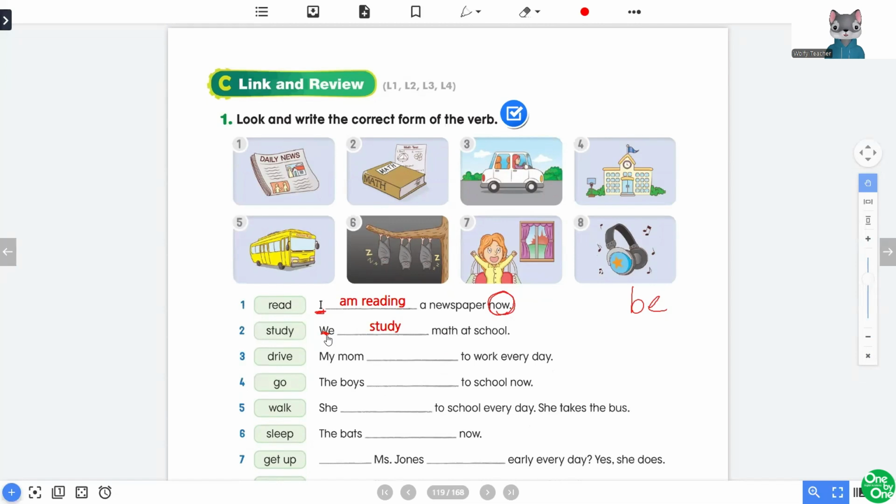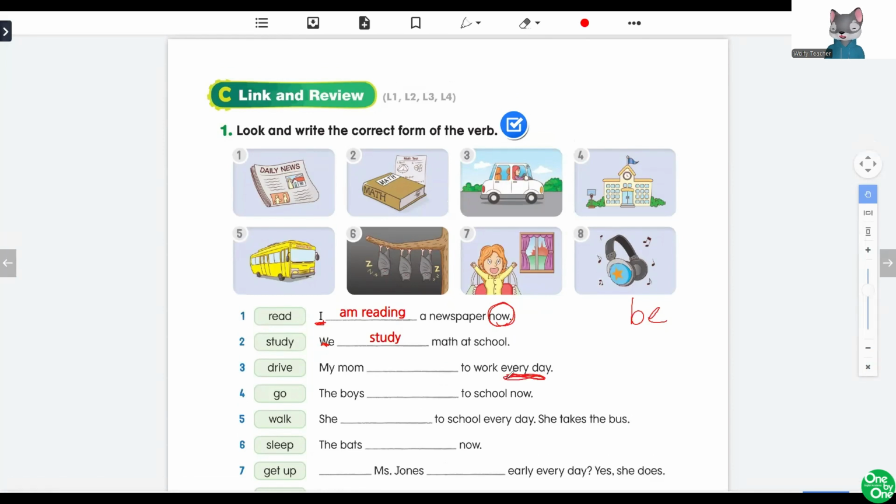Now next one, my mum. What does she do? If something happens every single day, every day면 우리 어떤 거 써야 된다 그랬었지? We need to use the present simple. And my mom이니까 우리 어떤 거 써야 될까? That's right. At the end of the verb, we need a S, ES, or an IES. You guys should remember already.